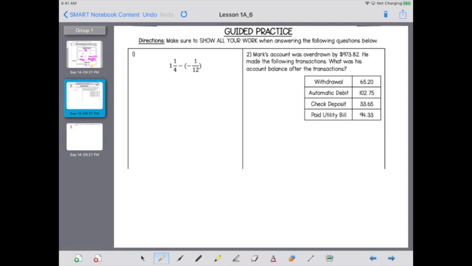Okay, let's look at the first practice problem. In our question, we have 1 1/4 minus 1/12. So we have that double negative, which means a negative times negative is a positive. So we're going to change this to 1 1/4 plus 1/12. If you add these up, you're going to get a positive 1 1/3.